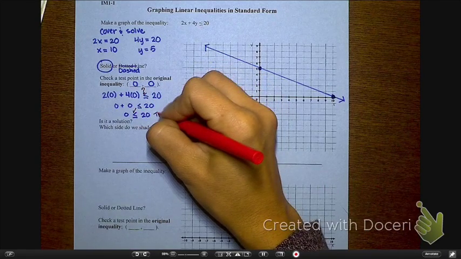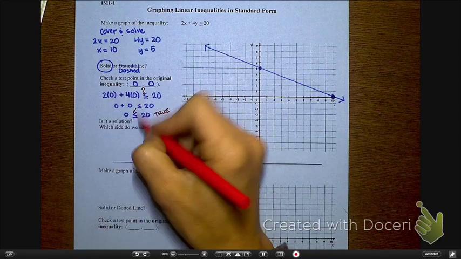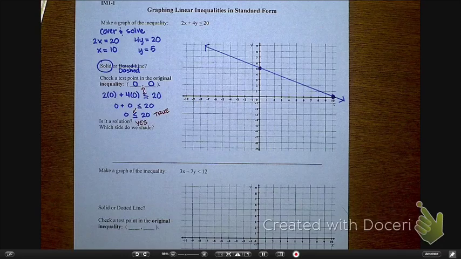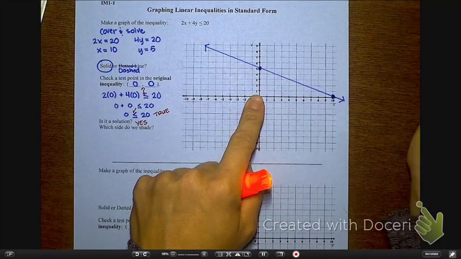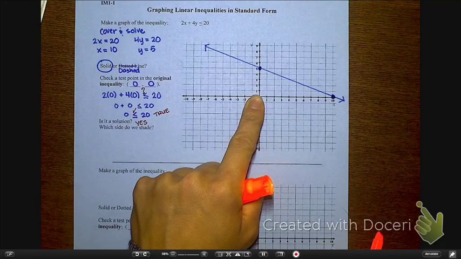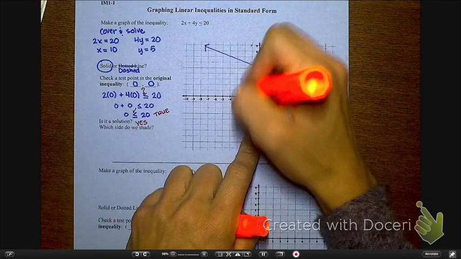This is a true statement. So if it's true, is it a solution? Yes. 0, 0 is a solution. Okay? Now, if 0, 0 is a solution, that means that, remember, solutions are in the shaded area. So, here's 0, 0. That means I need to shade this area where 0, 0 is because 0, 0 is a solution. So, everyone shade over 0, 0.